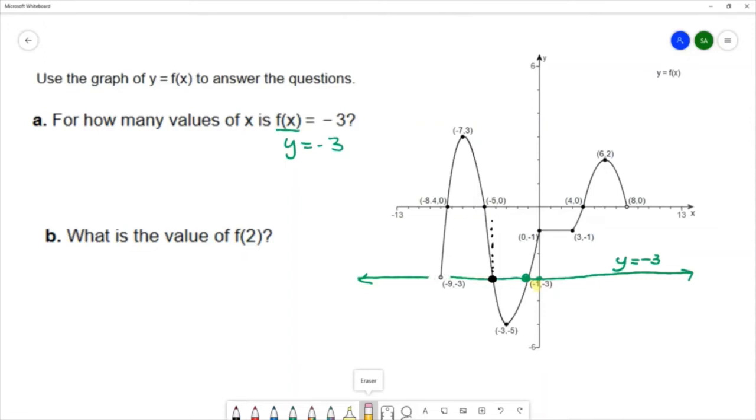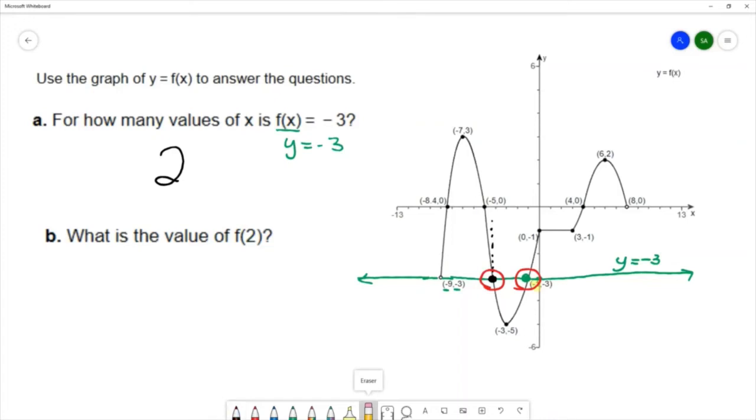And then we have one more place, and I'm going to erase here so we can see it more clearly. We can see that that's an open circle. And the open circle means that that's not part of the graph. So even though it's labeled on my picture here, because it's labeled next to an open circle, (-9, -3) doesn't count as a point on this graph. So we have two places where f of x equals -3, two x values where f of x is equal to -3. So two values of x have y values that are -3.